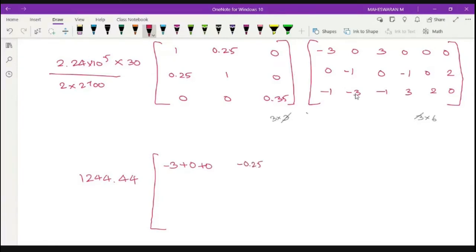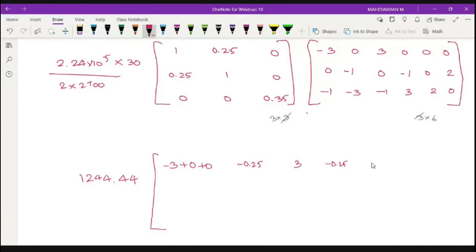0 into minus 3, 0. So next, 1 into 3, 3. So this is 3. 0.25 into 0, 0. 0 into minus 1 is also 0. Then 0. So this is minus 0.25. Then 0. Next again 0, 0, 0. Last 0, 0.25 into 2, so 0.5.